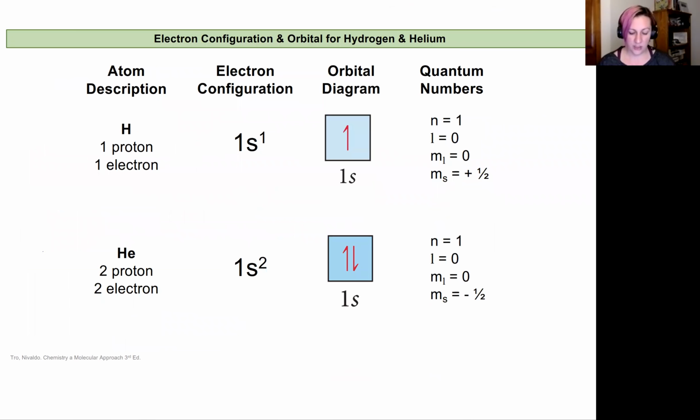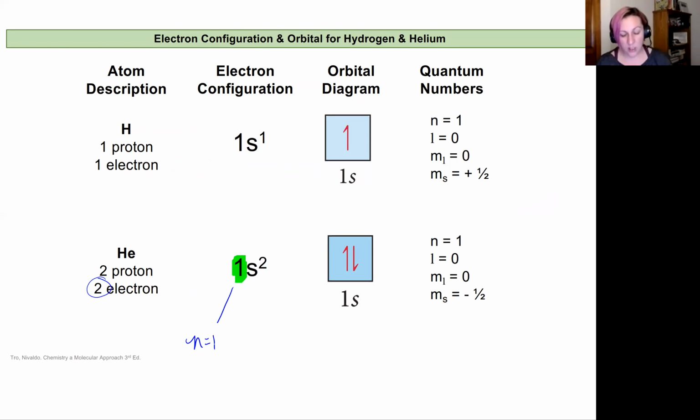So now we can start building electron configurations beyond that hydrogen atom. Let's look at helium, which would be a multi-electron atom, but still very simple. It only has two electrons in it. Those two electrons are still going to occupy the lowest possible energy level, which means it's going to be at the n energy level of 1.